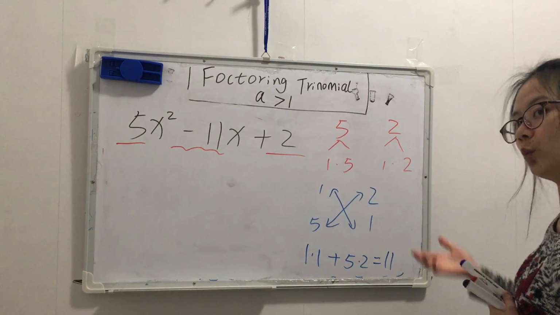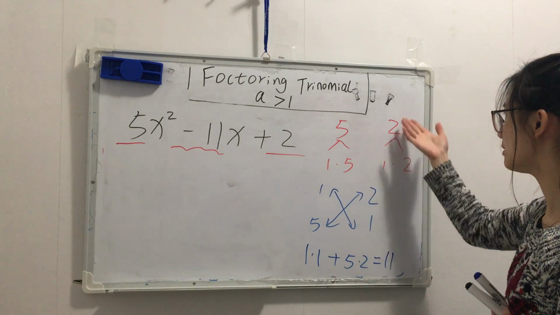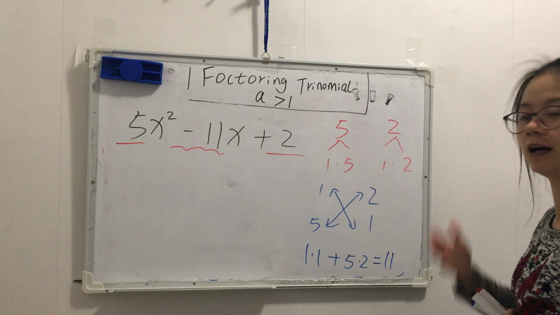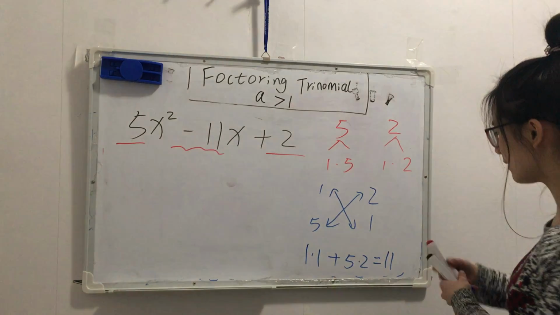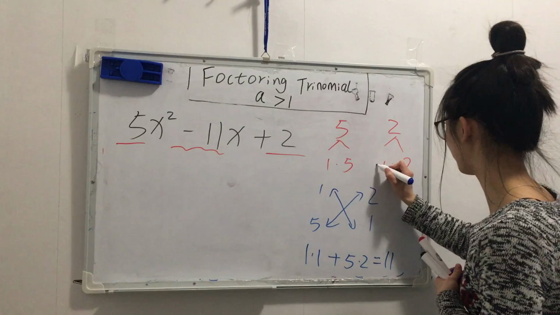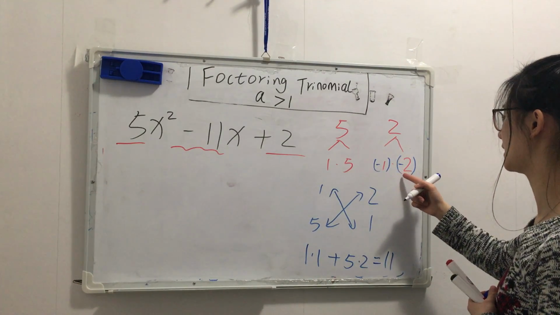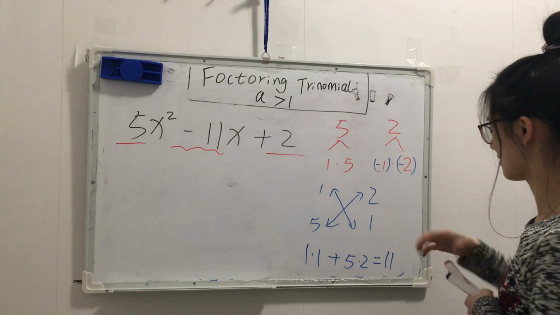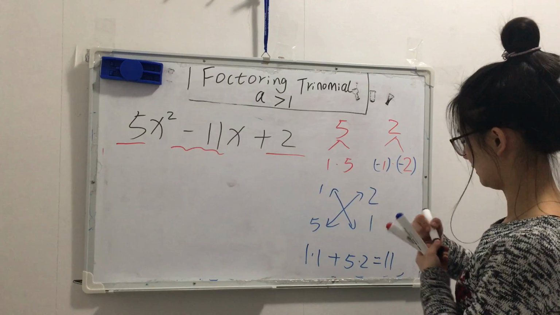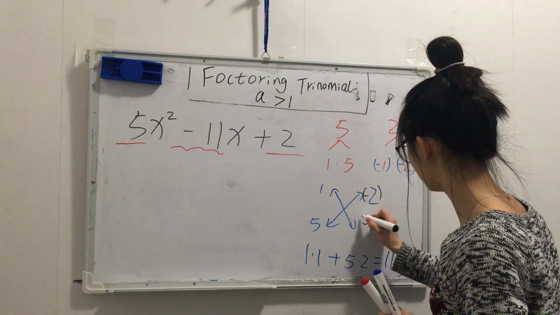Then what can we do? We know 1 times 2 is equal to 2. How about negative 1 times negative 2? Negative 1 times negative 2 is still 2, right? Then here's how we do it. Then we try negative 1, negative 2. So we add the negative sign.